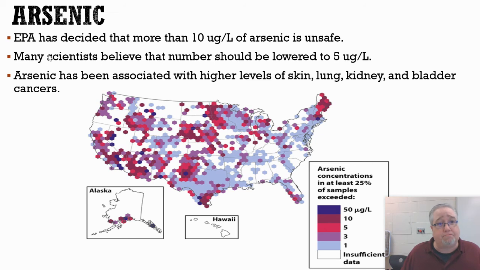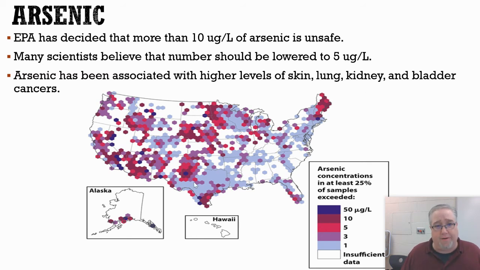The EPA has declared that if there's more than 10 micrograms per liter of arsenic in any body of water, that's considered to be unsafe. Even though that number for a lot of scientists seems to be really high, there's been a lot of talk about lowering that down to 5 micrograms per liter. But arsenic, if it gets into the body, can cause skin, lung cancers, kidney, and bladder cancers as well.